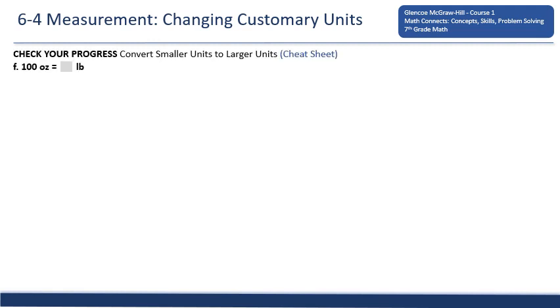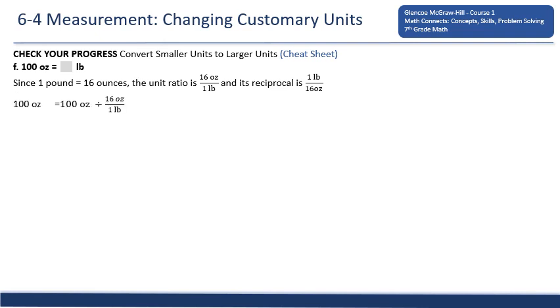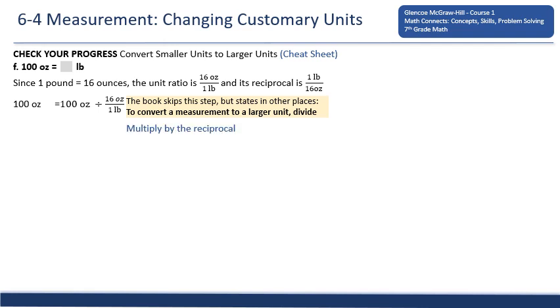100 ounces equals how many pounds? Since 1 pound equals 16 ounces, the unit ratio is 16 ounces per pound, and its reciprocal is 1 pound over 16 ounces. So we have 100 ounces divided by 16 ounces over a pound. We're going to divide to make it larger, and we'll multiply by the reciprocal.